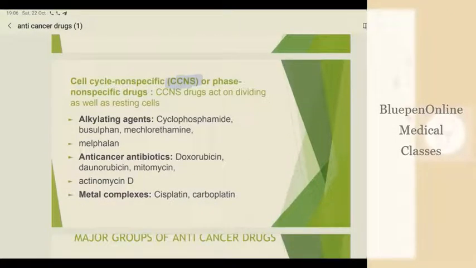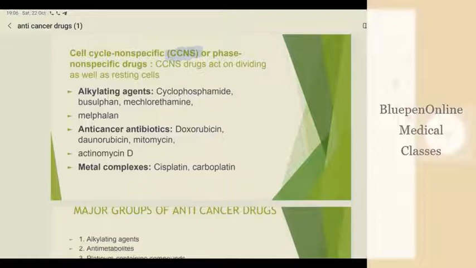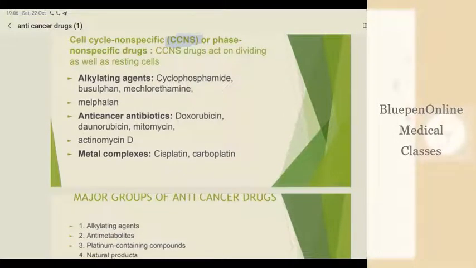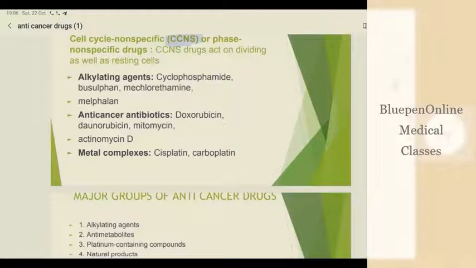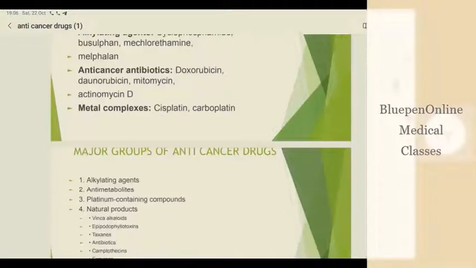Next is cell cycle non-specific or phase non-specific drugs. They act on dividing as well as resting cells. These include alkylating agents like cyclophosphamide, busulfan, mechlorethamine, melphalan, and anti-cancer antibiotics like actinomycin D and mitomycin. So there are two classes of both.